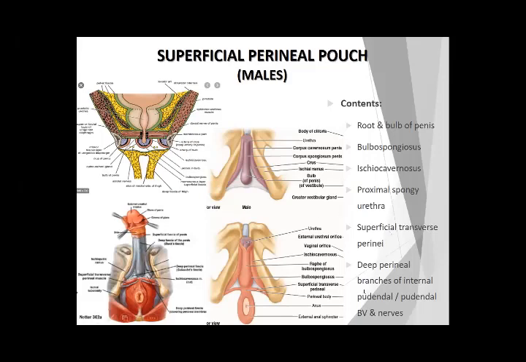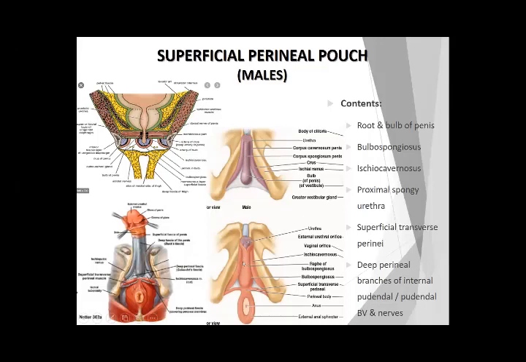Males की पहले बात कर लेते हैं. Males में this area is the superficial perineal pouch. In the superficial perineal pouch we have the external genitalia mainly. Okay, so males में it's going to be the root and the bulb of the penis.